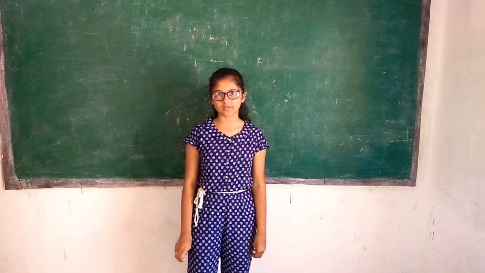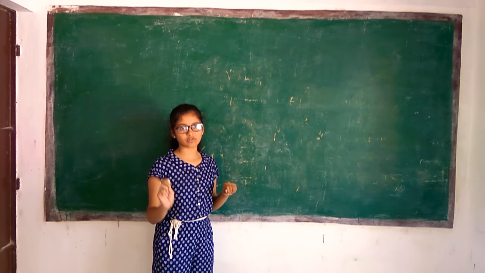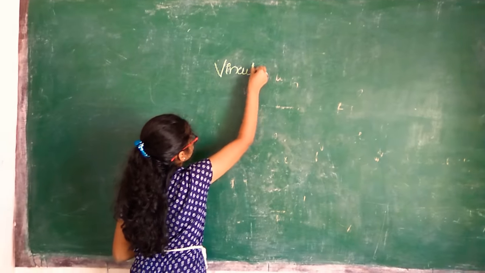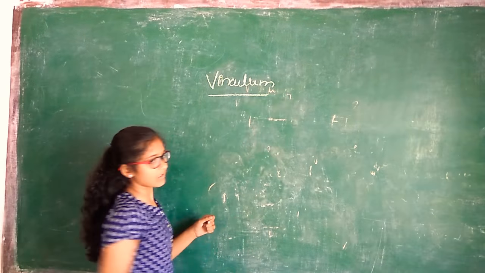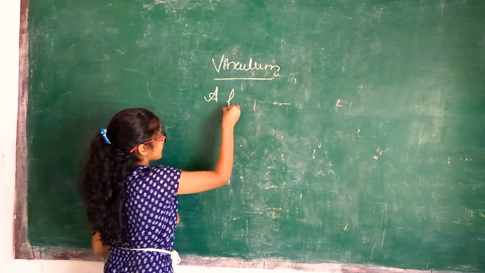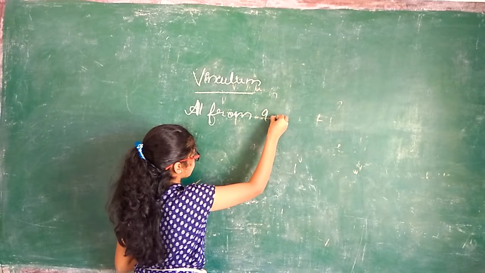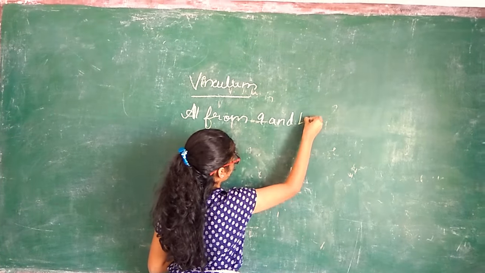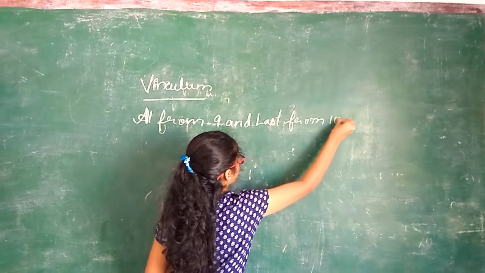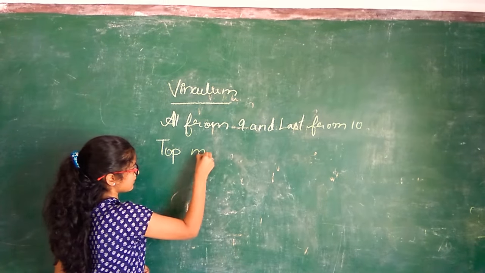Today I am showing you how to subtract easily. First we learn about Vyavakalanum. Vyavakalanum has two conditions. They are: all from 9 and last from 10. And another rule is the topmost of the bar digit is reduced by 1.